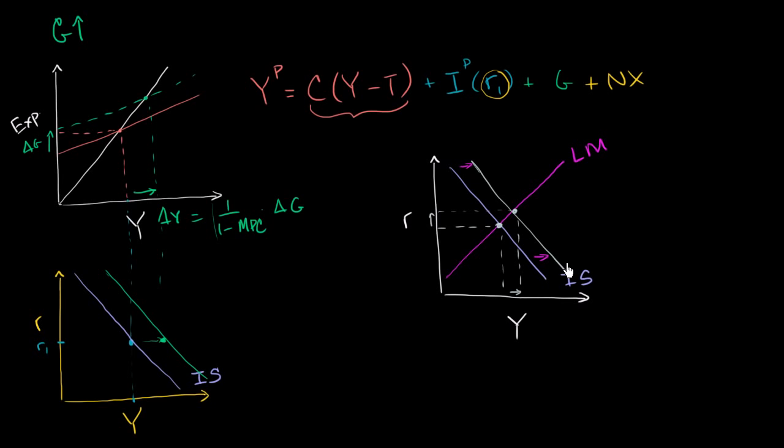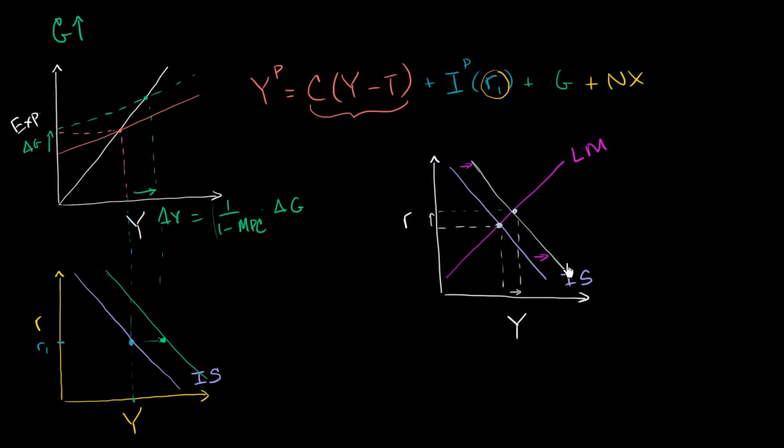Now you might be saying, okay, Sal, you've been focusing on the IS curve, but does an increase in government spending affect the LM curve? Does a change in fiscal policy affect the LM curve? We're not talking about printing more money. We're talking about the government spending more, increasing its budget.